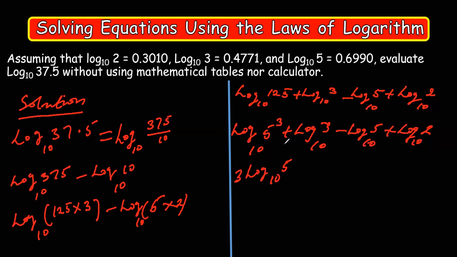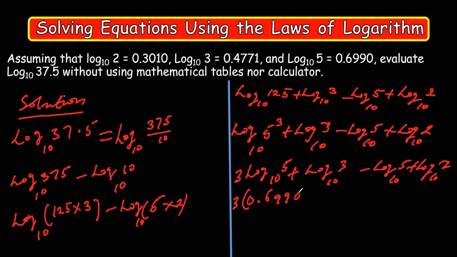Let me just write it. Let's follow the steps. Log 3 minus log 5, which is in base 10, plus log 2, which is also in base 10. Now we have 3 brackets. The value of log 5 is given in this question, which is 0.6990. Let's put these brackets to separate, plus the value of log 3 is given as 0.4771 minus the value of log 5 again.